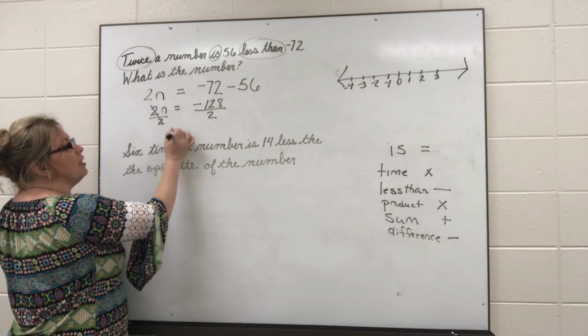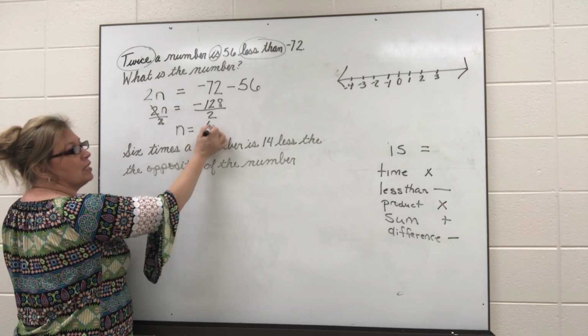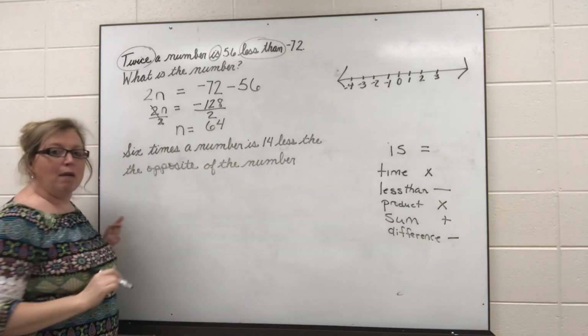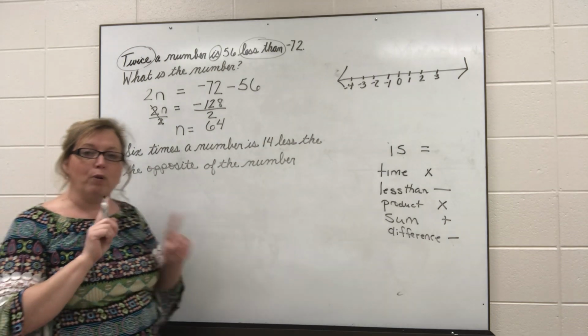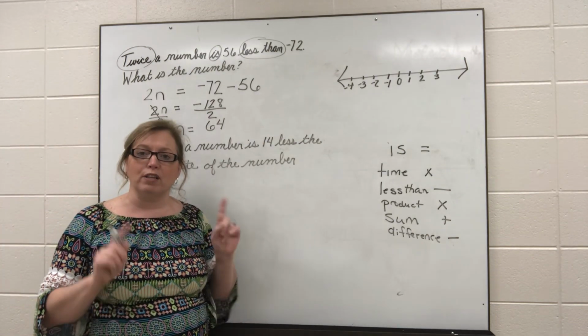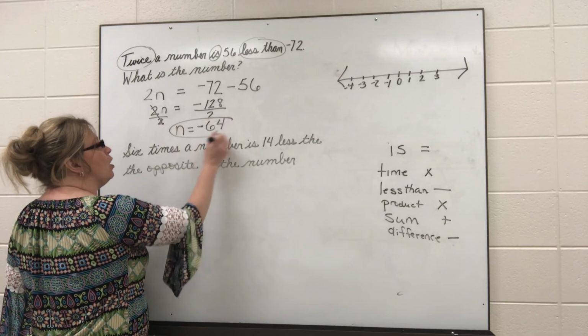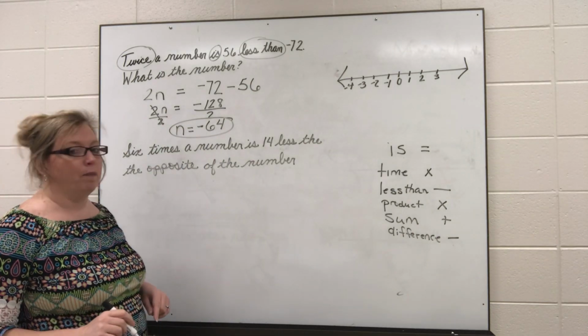So these are going to cancel, leaving me n equals, well, 2 goes into 12 6 times, 2 goes into 8 4 times. But remember, my top number is negative, my bottom number is positive, and when you're multiplying and dividing, if the signs are different, your answer is negative. So my answer is negative 64.